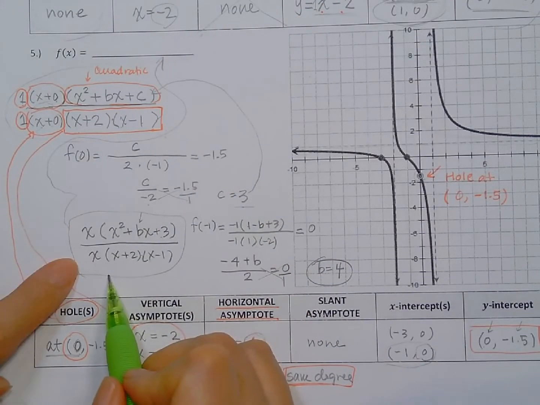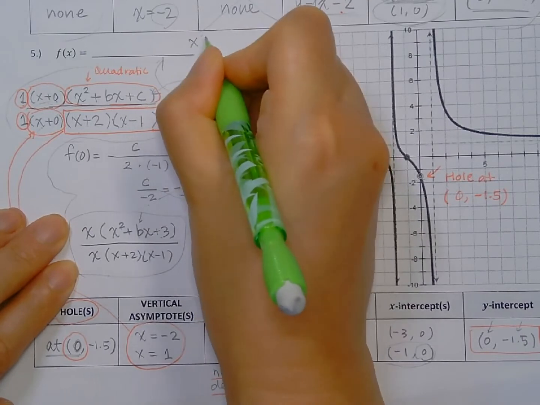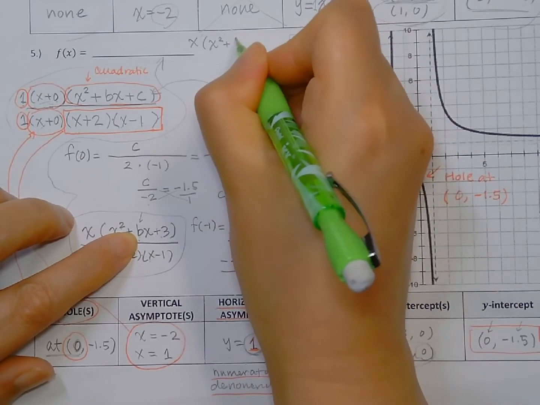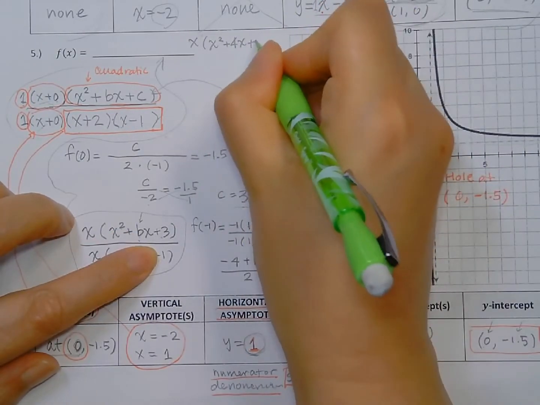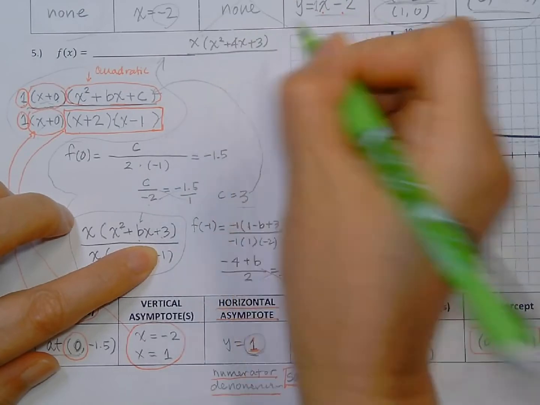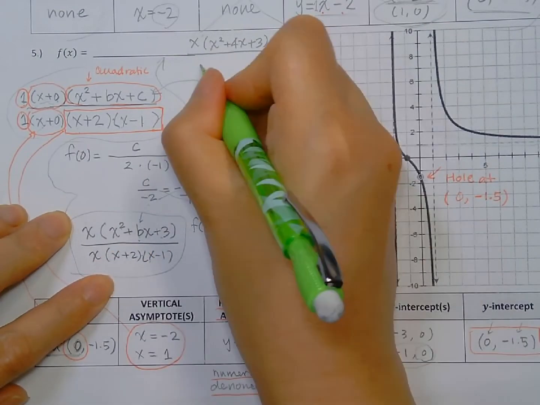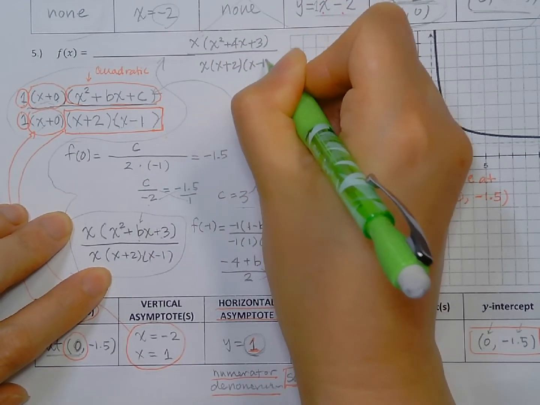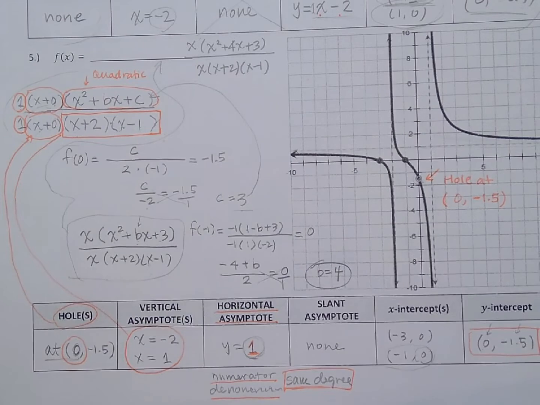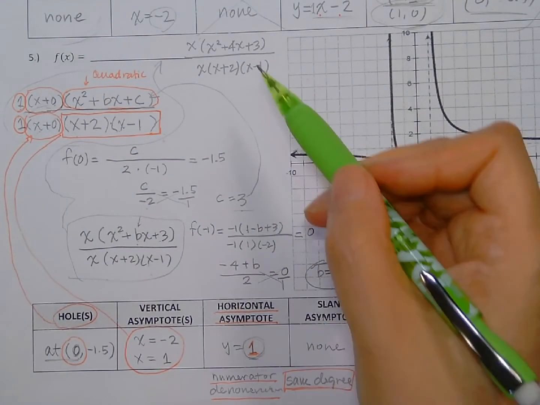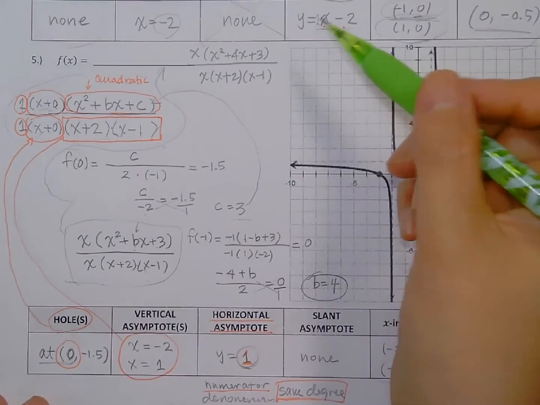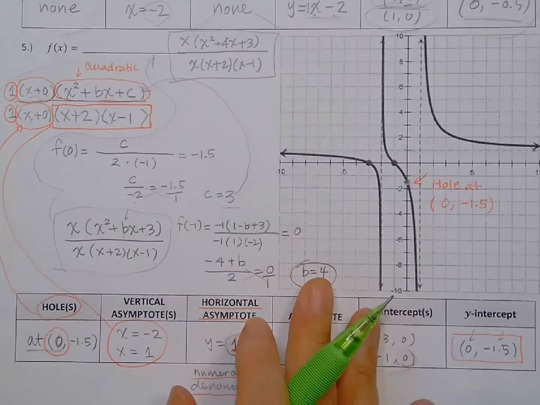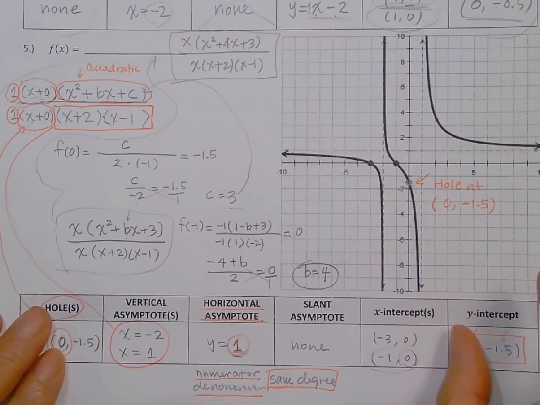Now, we rewrite the final answer, right? So then this is x times x squared. What was b? 4. So it's going to be plus 4x plus 3 over x times x plus 2 and x minus 1. That's perfectly fine form for us to provide. So this is the answer. Okay. Let's move on to number 6.